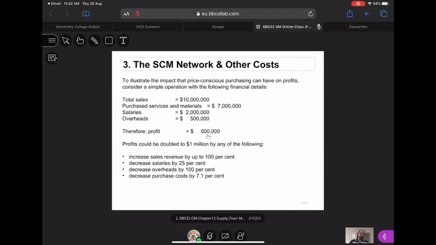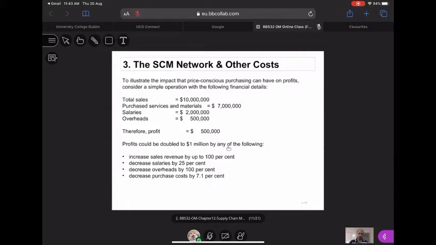So their current salaries are $2 million. Maybe they have too many redundant workers, too many workers, some of them are not doing much. So no choice, I'm going to retrench some of them and try to save 25% in salary. So 25% of $2 million is 500,000. So 500 plus 500, I can increase my profit to $1 million.